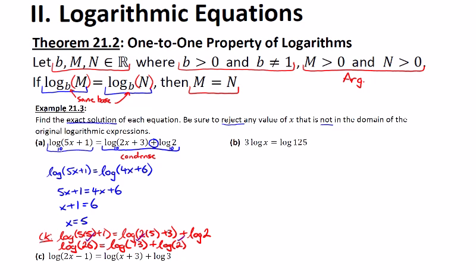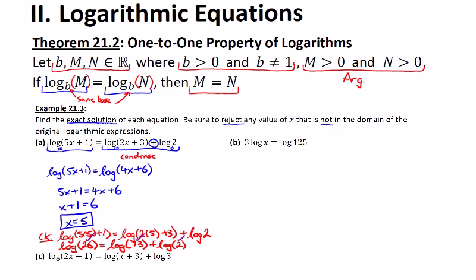That's what we're looking for when it comes to trying to reject any value of x that is not in the domain of the original logarithmic expressions. Since it works, I will box x equals 5 in as the only solution here to this problem. Part B, we're going to look at another example.